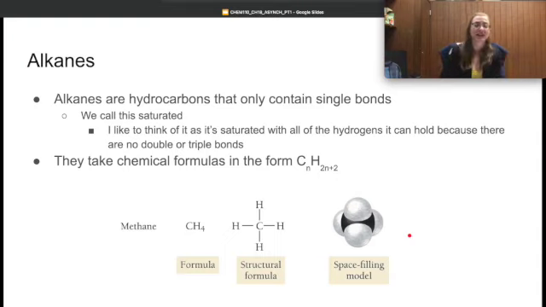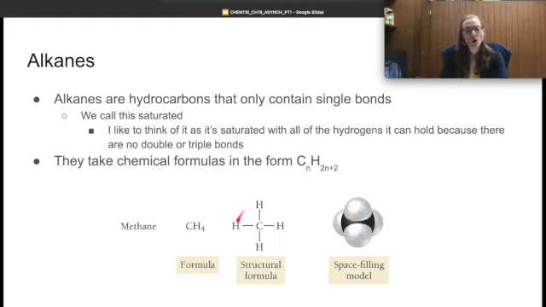On your screen, and each time we talk about a different kind of hydrocarbon, I will give you the simplest version of that hydrocarbon. So the simplest version of a hydrocarbon, a compound that only contains carbon and only contains hydrogen, and only has single bonds, is going to be methane, here pictured on your screen. You can see that it's just single bonded to a bunch of hydrogens.